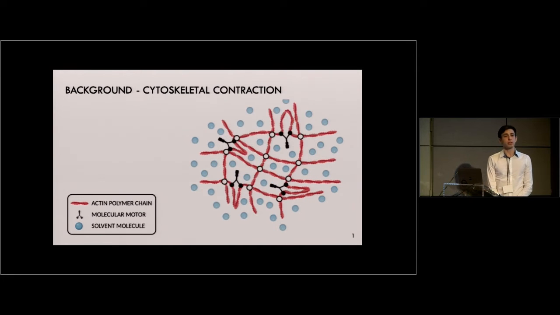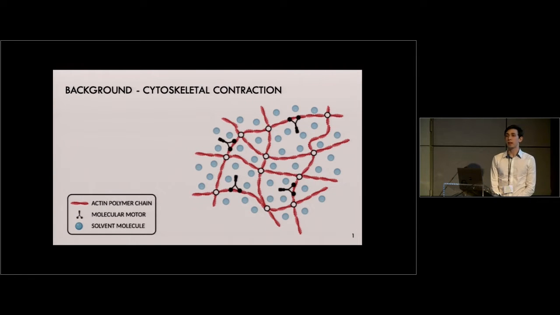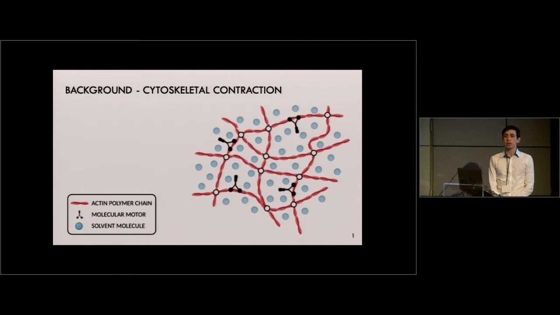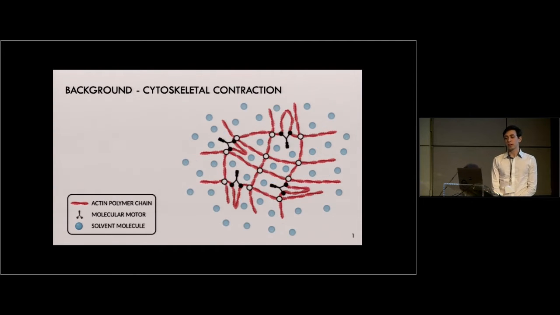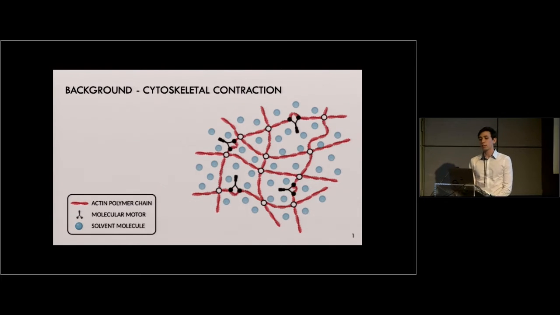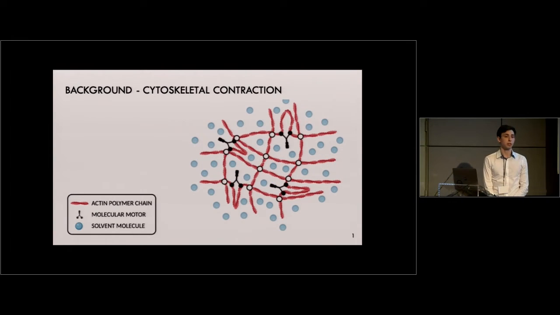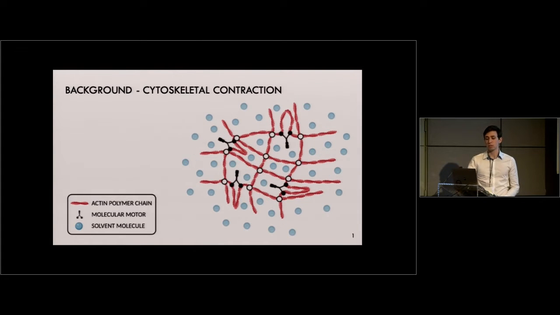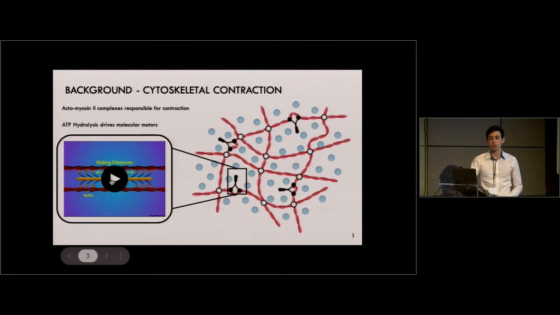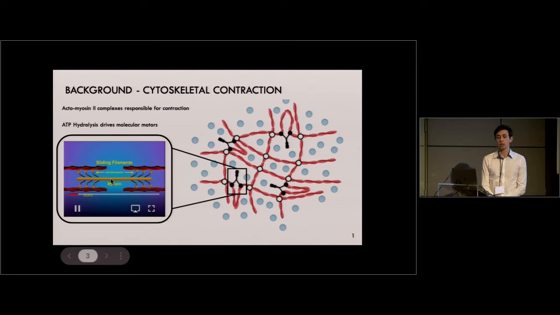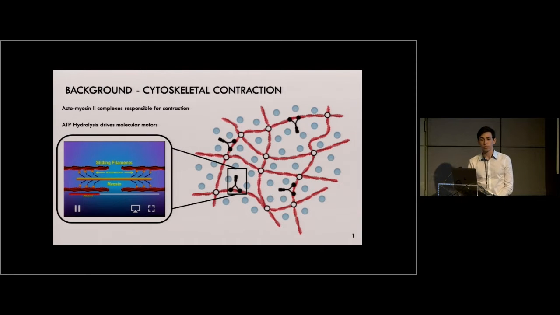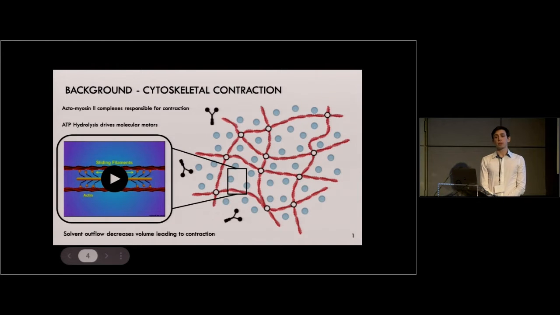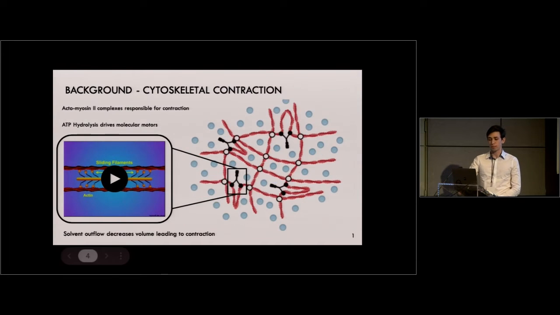So some background about cytoskeletal gels. These are gels that have been made to study the cytoskeleton, but a simplified version of the cytoskeleton. There's a chain backbone that, in this case, will be actin, that contracts because of molecular motors. These molecular motors will shorten the chains in the following way. Myosin pulls on the chains and contracts the chains, and this is driven by ATP hydrolysis. This causes solvent outflow and therefore contraction of the cytoskeletal gel.